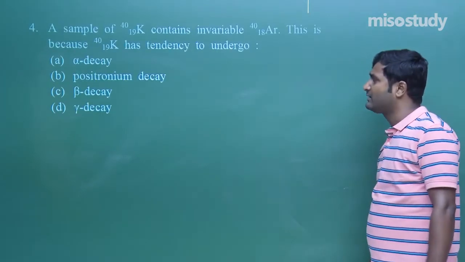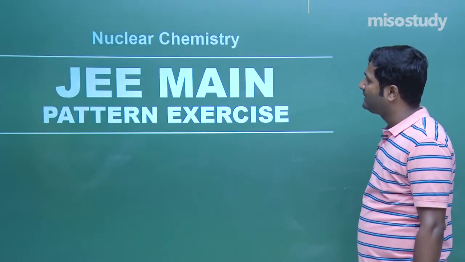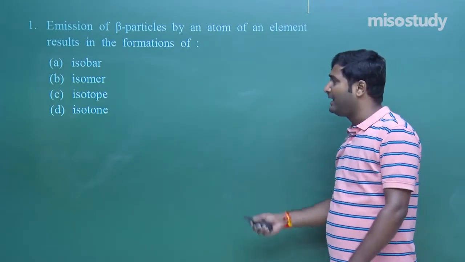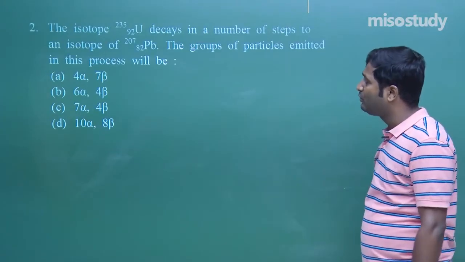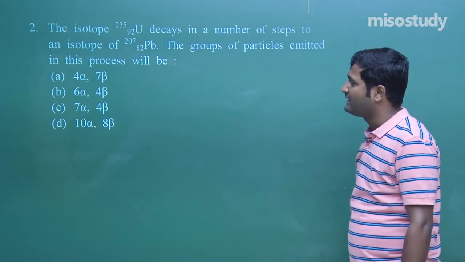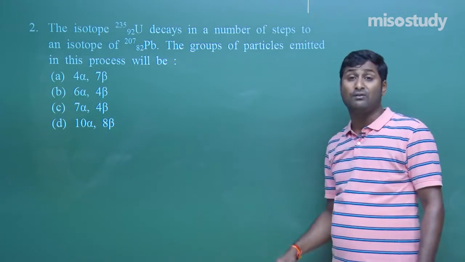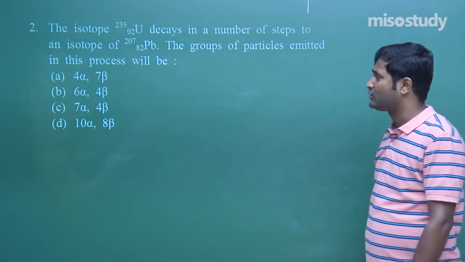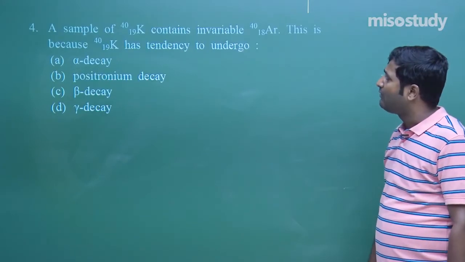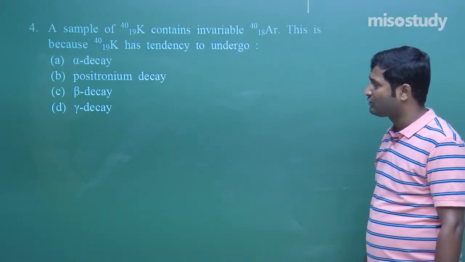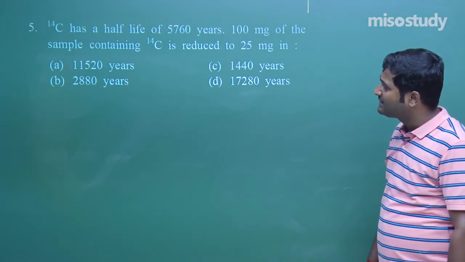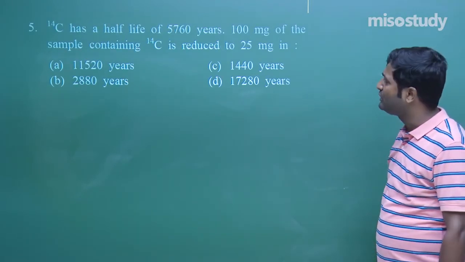Now review the things. For question number 1, what will be the answer? That is A. For question number 2, what was the answer, friend? C. Yes, definitely, 2C, because I have given you a complete technique to solve this question. For question number 3, A is the correct option, my friend. For question number 4, that is positron decay, B is the correct option. For question number 5, A is the correct option, 11520 years.